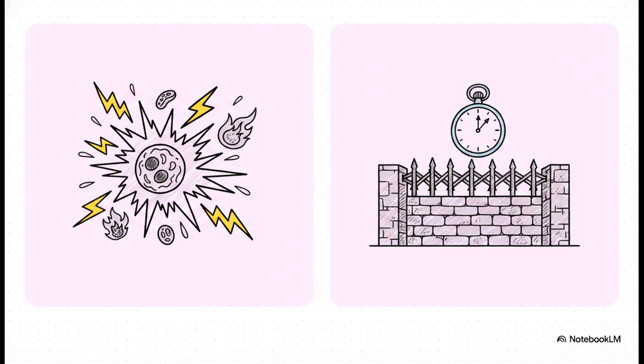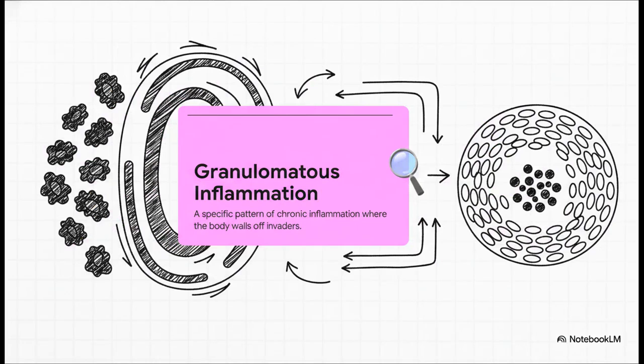The rules of engagement have completely changed here, because the initial threat was just too stubborn, too hidden, or too resilient to be neutralized by the first responders. And within this complex chronic phase, the textbook highlights a very specific condition called granulomatous inflammation. Let's give this heavy medical term a little breathing room so we can really grasp it.